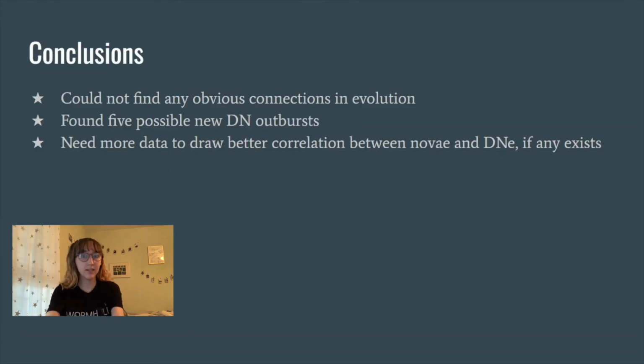So our conclusions: we could not find any obvious connections in evolution. We found 5 possible new dwarf nova outbursts, which is really exciting. These have never been found before, and we were able to find them in our light curves, and we actually just need more data to draw a better correlation between novae and dwarf novae, if any such correlation exists.